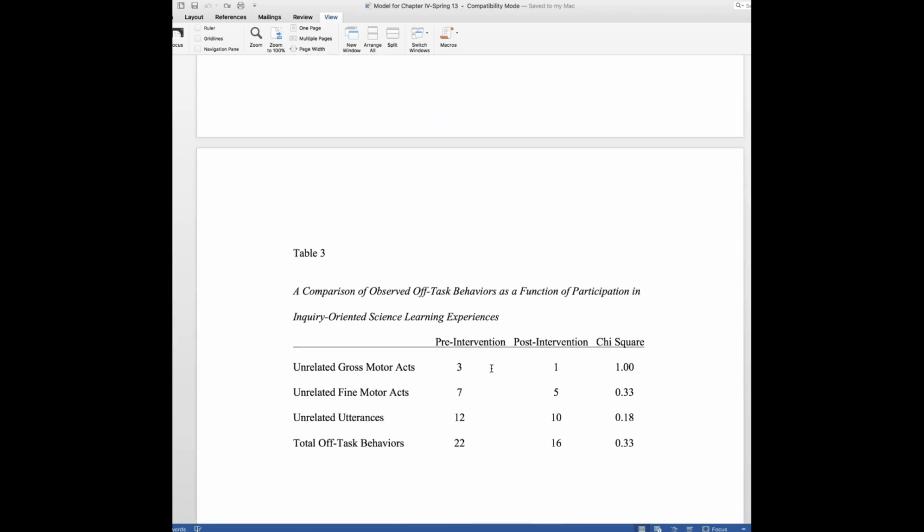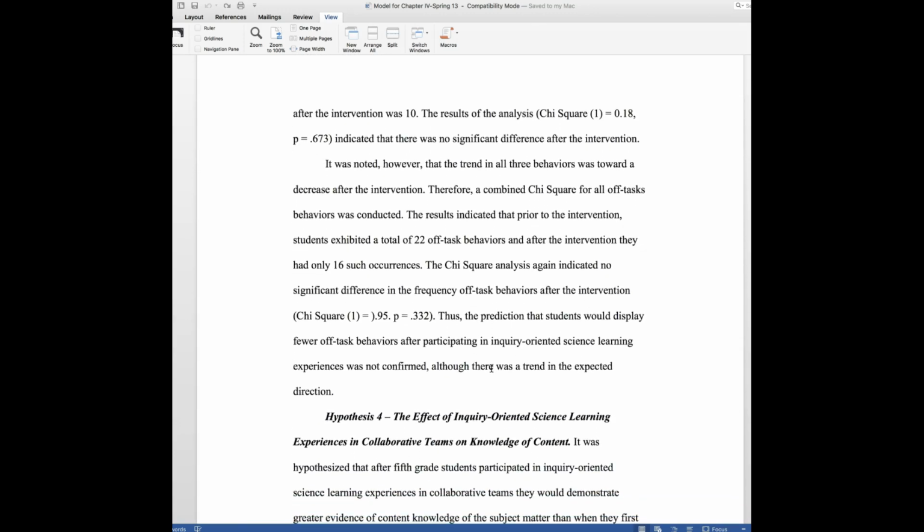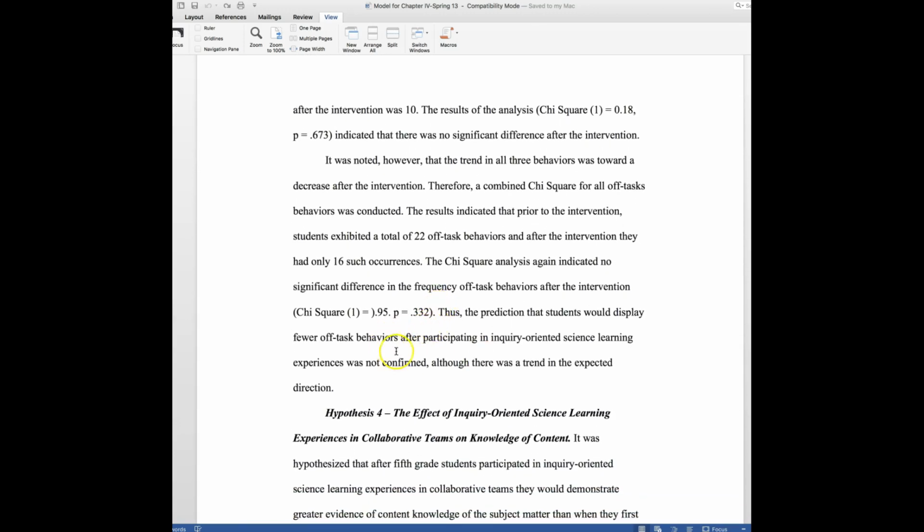So what this person writing this indicated was that it was not confirmed, but there was a trend in the expected direction. So even though it was not statistically significant, her analysis of the data through these statistical tests indicates that it's heading in the right direction, even though there's still more of a probability that it was by chance than you would like in order to confirm your hypothesis.